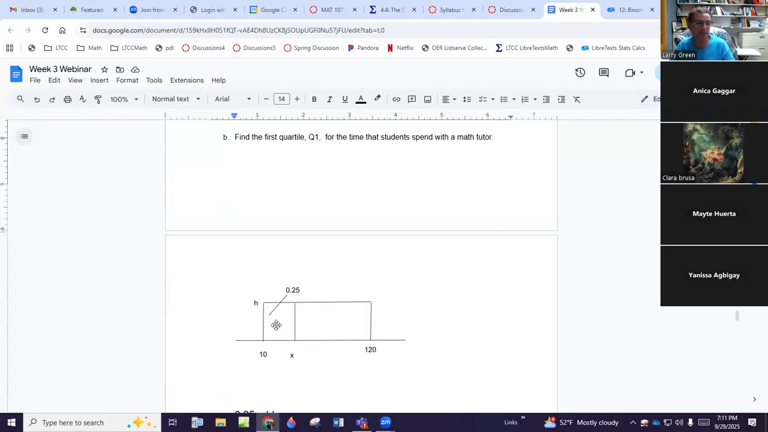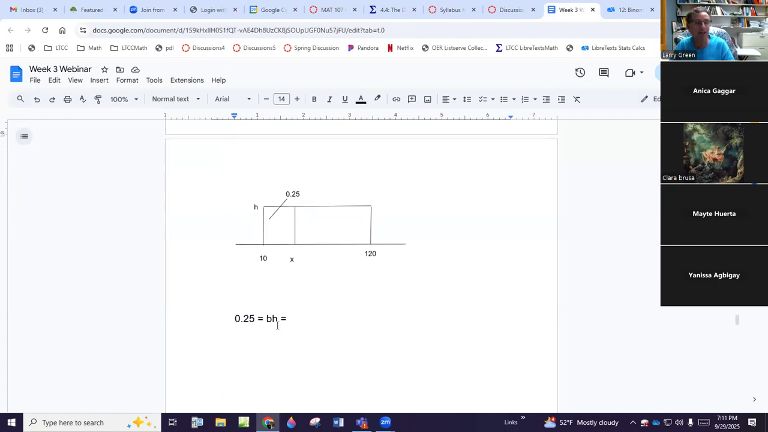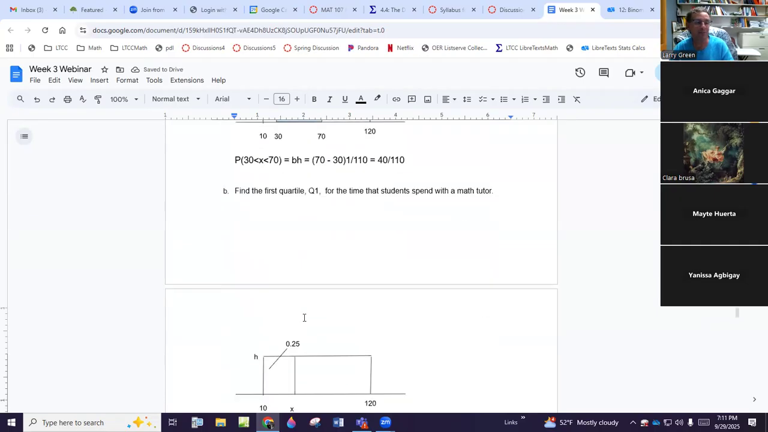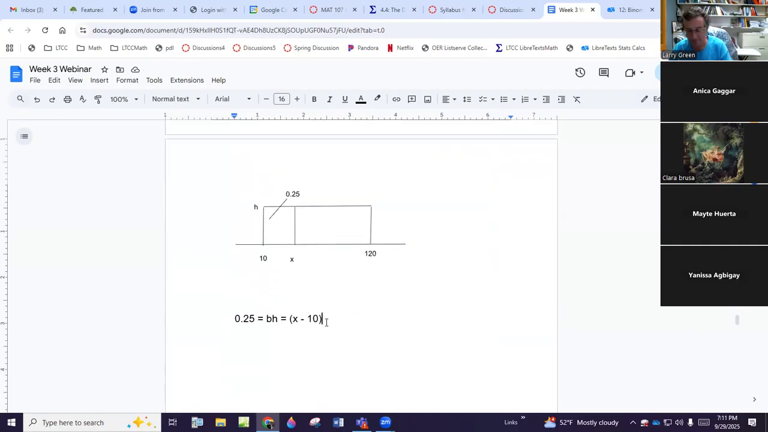Any questions on that? So now we can use our formula, the area, which is 0.25, is the base times the height. The base now is the high minus the low. The high we don't know, that's x, minus the low, which was 10. The height was 1 over 110. Let me rewrite, equals 0.25.